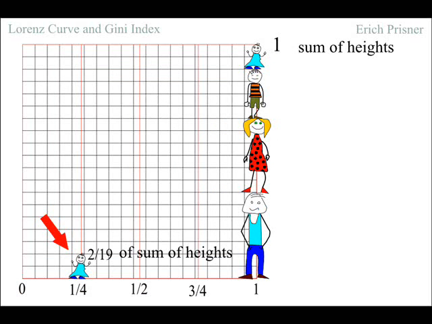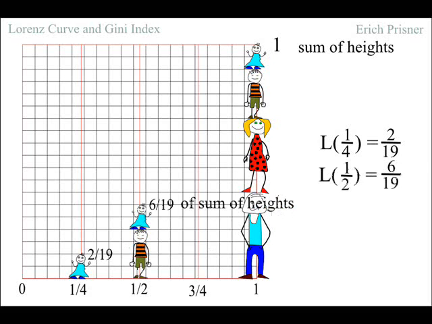Ann's height is 2 feet, which is 2 over 19 of the total height. And Ann is the shortest quarter of the population. So L of 1/4 equals 2 over 19. In other words, the shortest quarter of the population owns 11% of the total height. Next, the sum of the heights of the shortest half, Ann and Bob, is 2 plus 4 over 19, which is 6 over 19 of the total height. So L of 1/2 equals 6 over 19, and the shortest 50% own 32% of the total height.